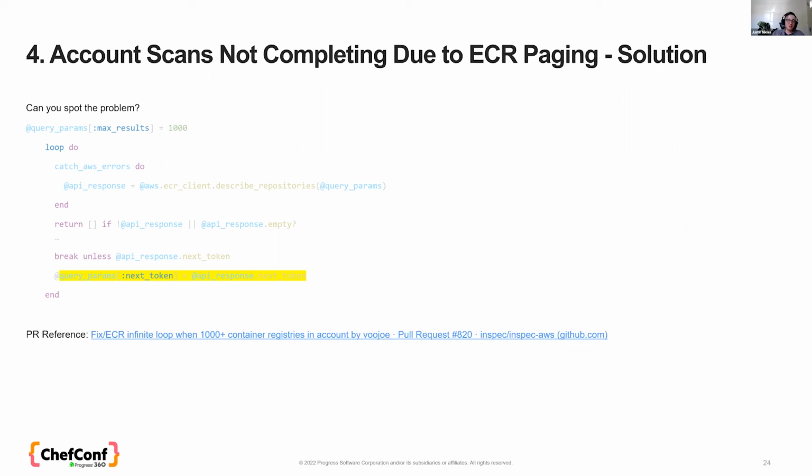So this was a small PR. We just had to add that little @ symbol to make that reference the same instance variable. And once that was done, things were working just fine. We were able to then page the results as it should, and those accounts were able to be completed.